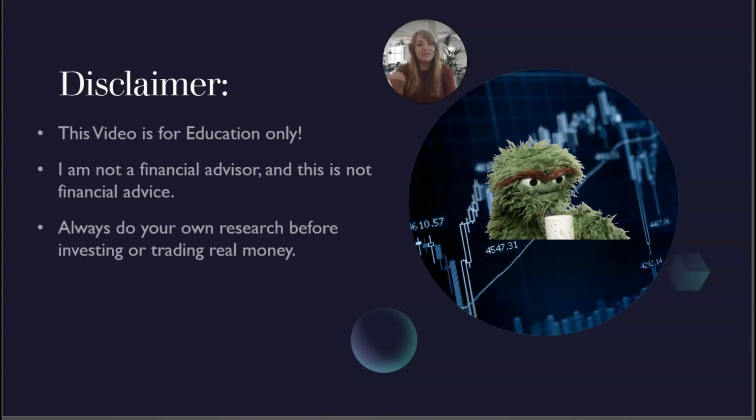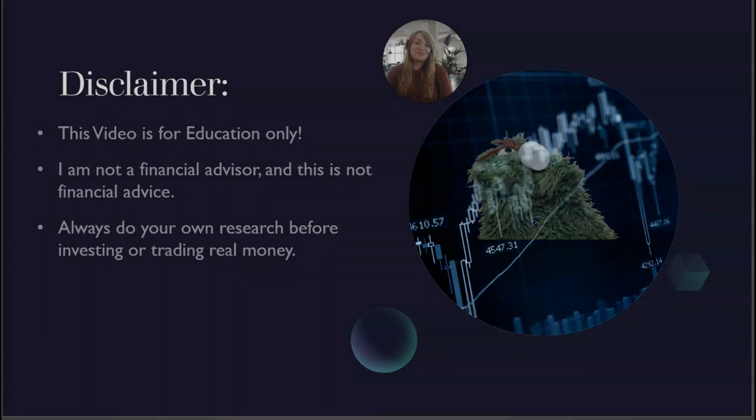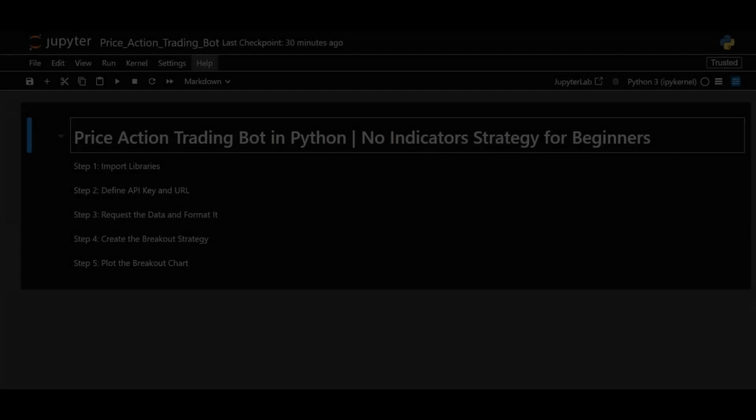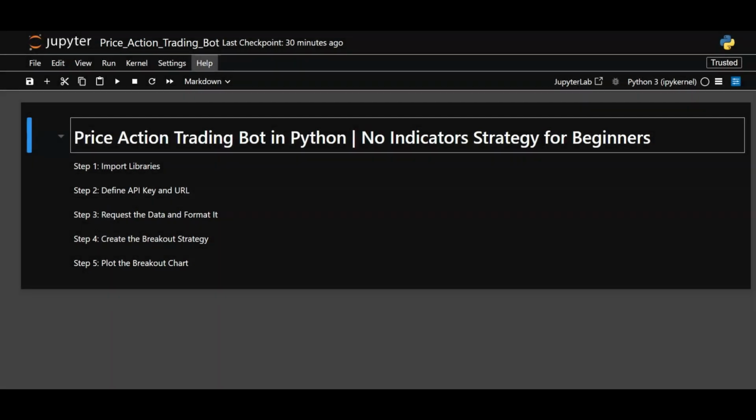So now, grab your cup of coffee, and I will see you inside Jupyter Notebook. All right, so here I am in my Jupyter notebook, and now we're going to build this trading bot step by step using real price action data. We'll go through five easy steps together, from grabbing the data to visualizing the breakout strategy on a live chart. So make sure to watch until the end because I'll show you exactly how the bot identifies breakout points without using a single indicator. So let's jump into step one.